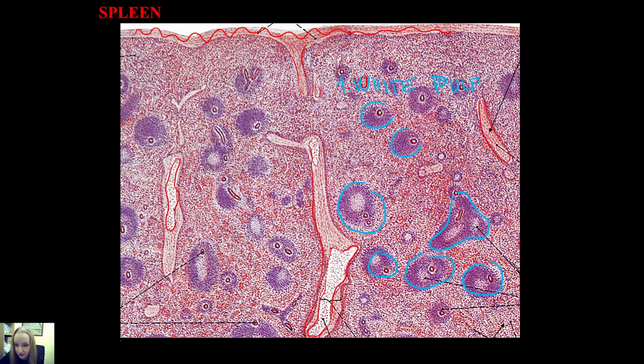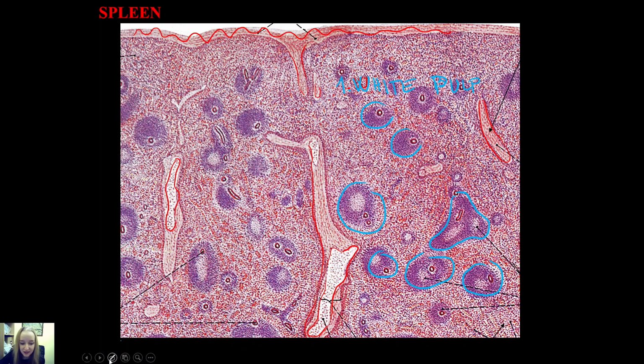And you can see it's all around some kind of arteries that are here. I'm going to describe them later, but you can see the lymphatic tissues around some vessels here in this spleen and in every spleen.